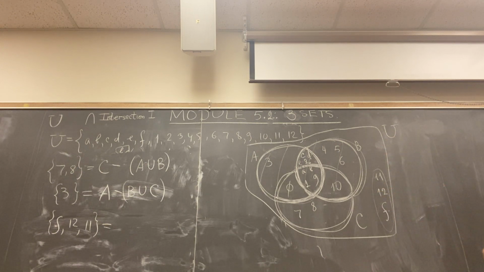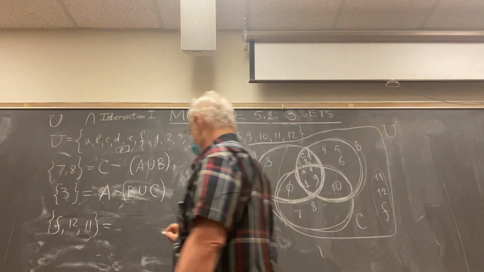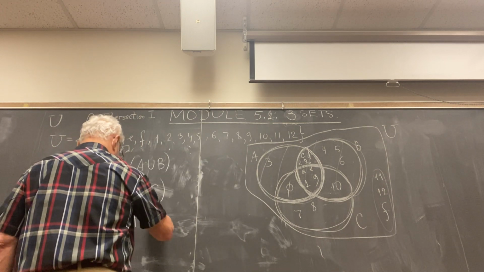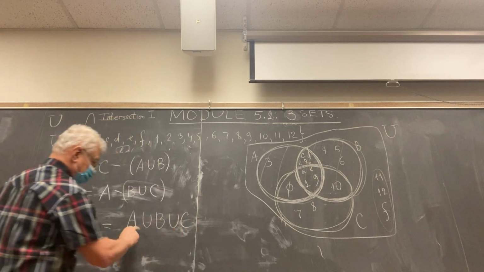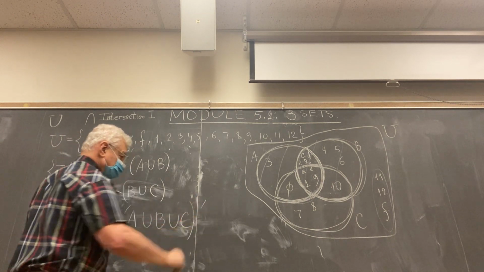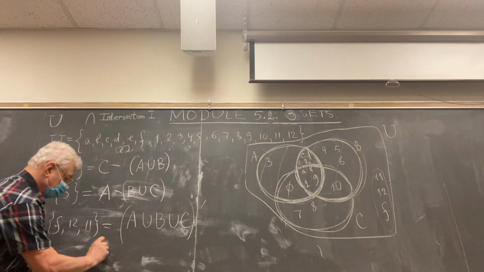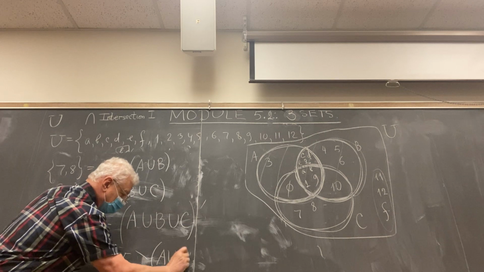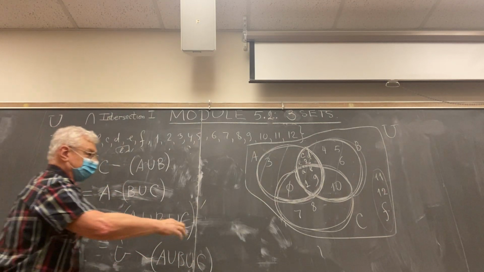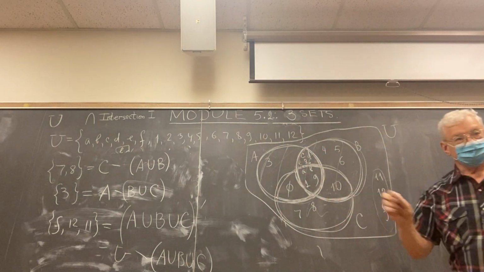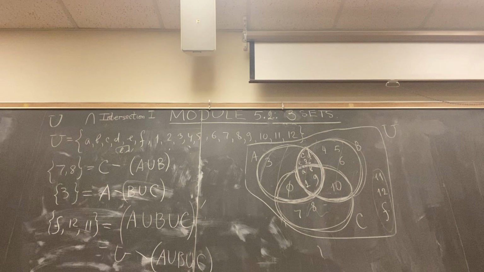A, B, and C union, so this will be U. I have to describe this part. I have to take A union B union C and remove it. When I remove it, I just write prime, which is the same as U minus that union, A union B union C. Union means all three parts, so everything is shaded. We'll work with that a little bit later.